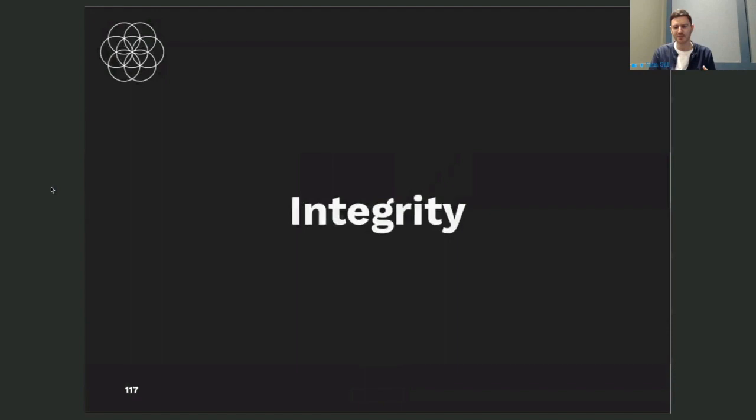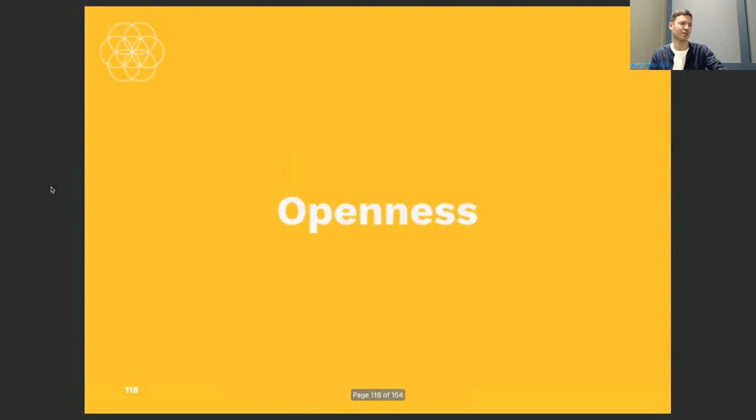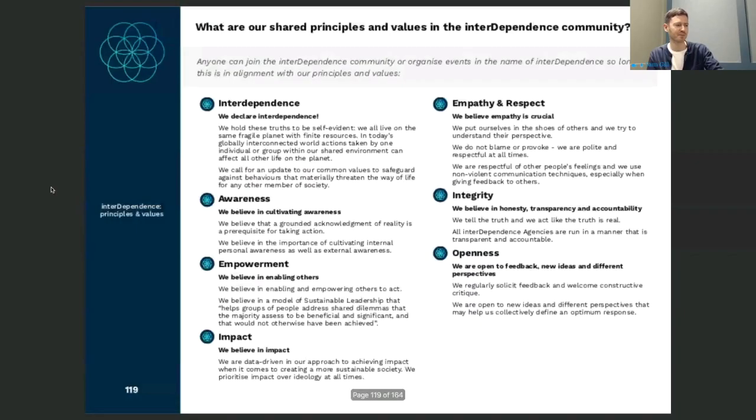And then integrity. So ultimately, making sure that what we're doing is in alignment with our values, but that we're being transparent, accountable, making sure that really runs through. Openness, so really being inclusive of diversity, different ideas, people of different backgrounds, new inputs, again, is very important. I think that's really how progress can be made.